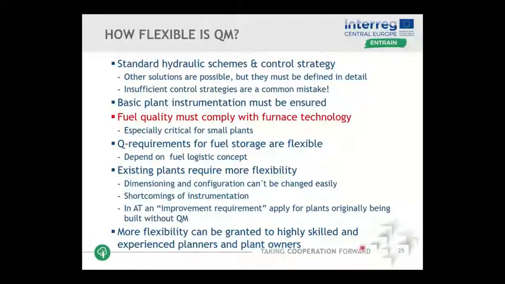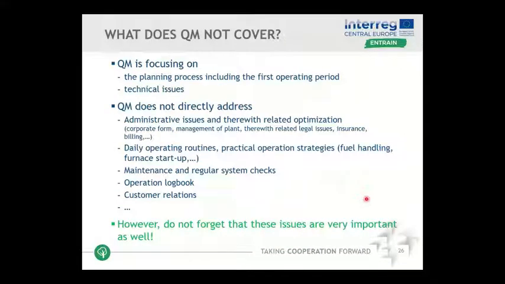And this is important as well. We see in Austria, we have very, very highly skilled operators and planners operating 50, 60, 100 plants. So for them, you can allow more flexibility because you can trust them at some point. They know what they do. They have their own interest in having very efficient and good plants. So then you can step back a little bit with QM and say, that's fine what you do.